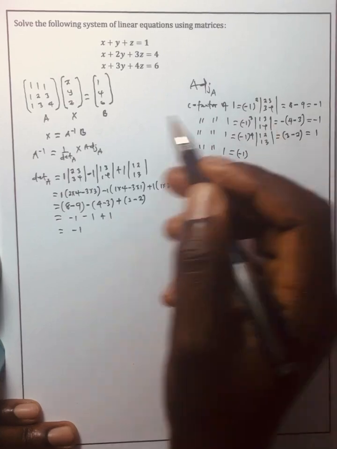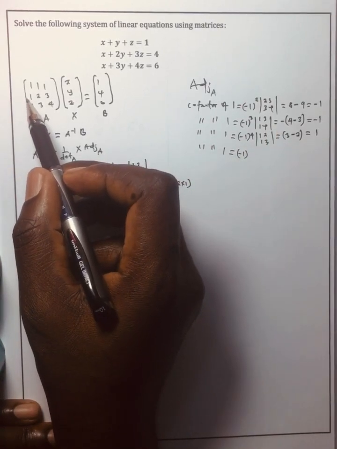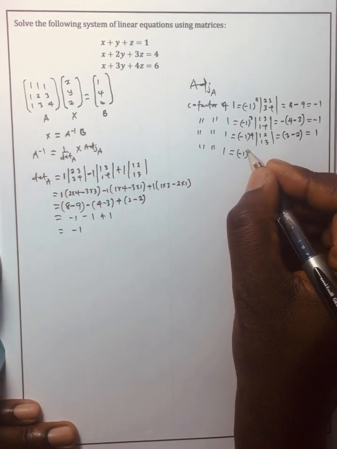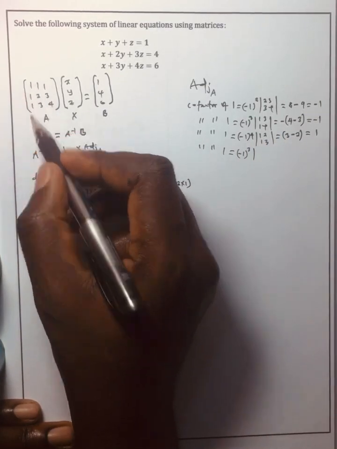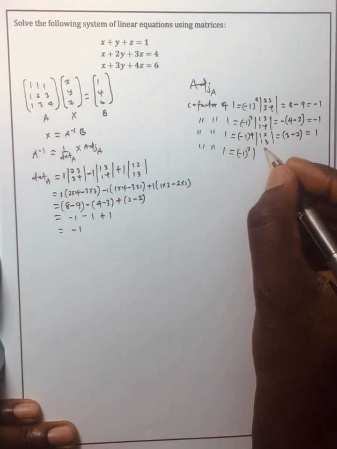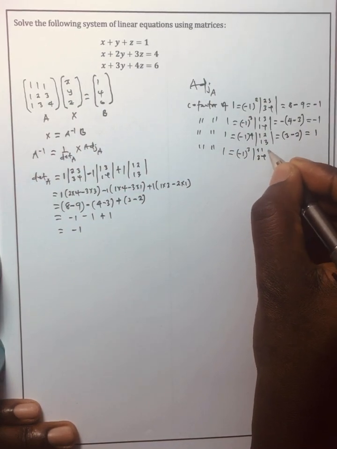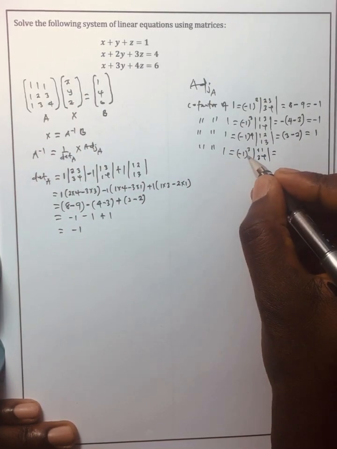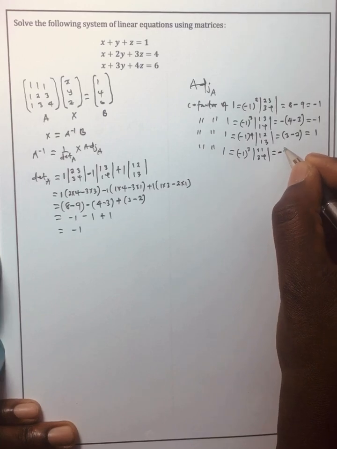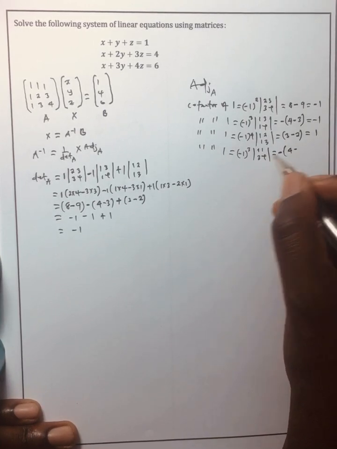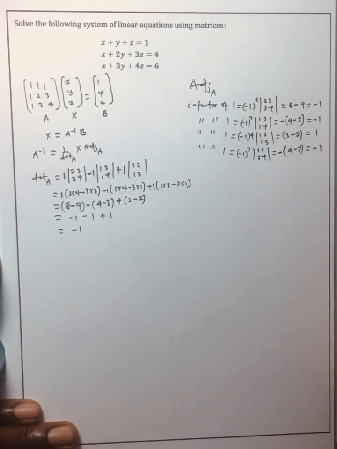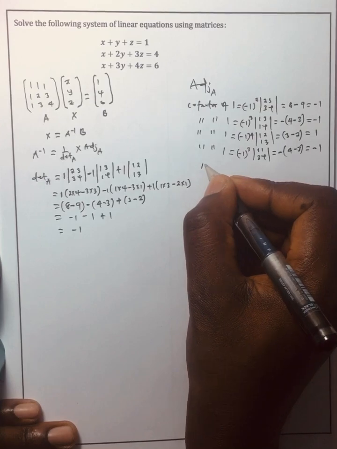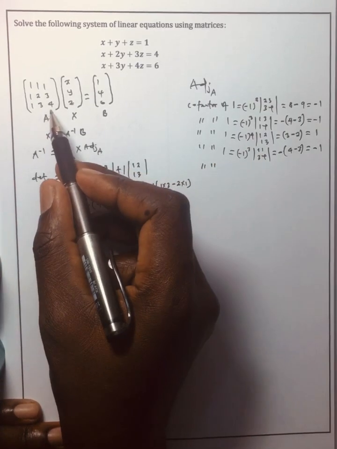Negative 1 raised to power. It is in row 2, column 1. So that is a power of 3. So when you cover its row and its column, you're left with 1, 1, 3, 4. So you're going to have a negative there into 1 times 4, which is 4, minus 1 times 3, which is 3. So that will be negative 1. Then you go to the next one, which is 2.